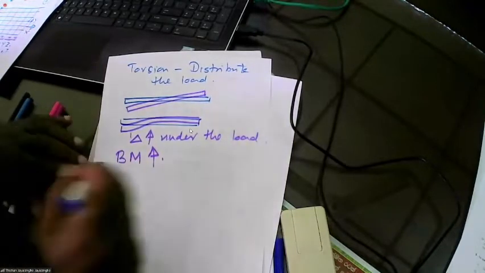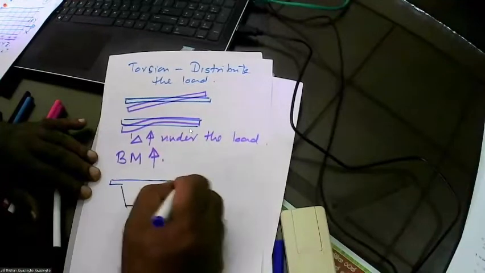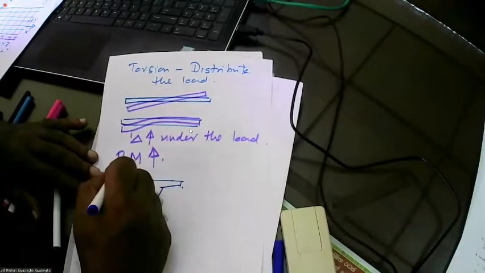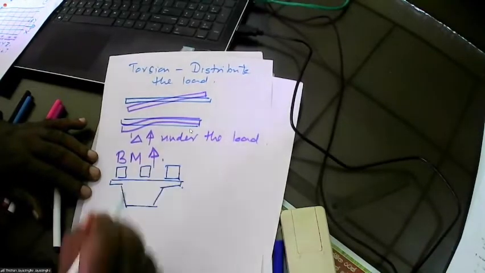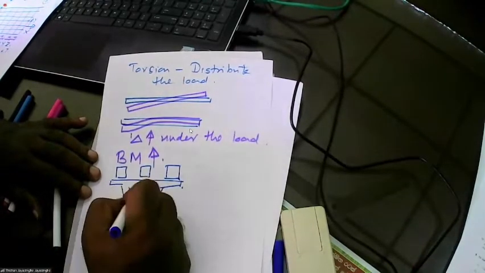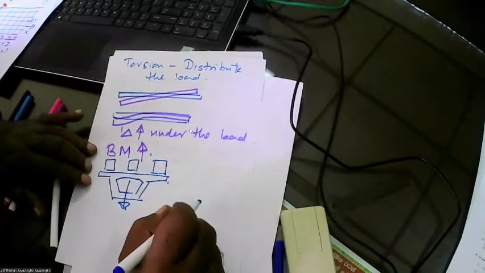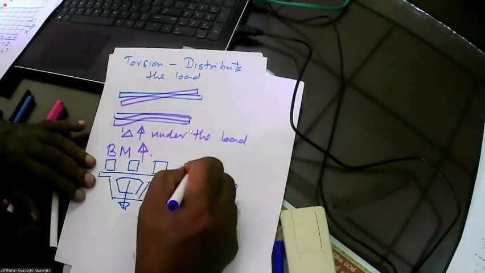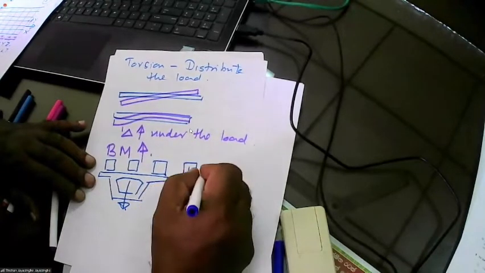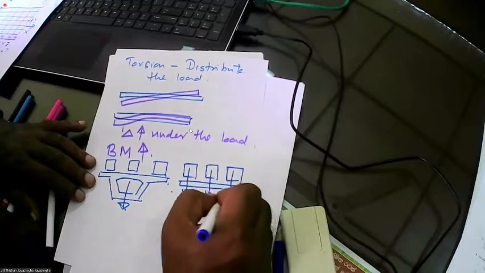Why? So when you are designing a beam bridge, we can apply the load here, or here, or here. But if the load distribution is good, wherever you apply, this beam will take the load. But otherwise, if the beam is not good in torsion, when you apply the load here, it has to take all the load. When you apply the load here, it has to take the full load.